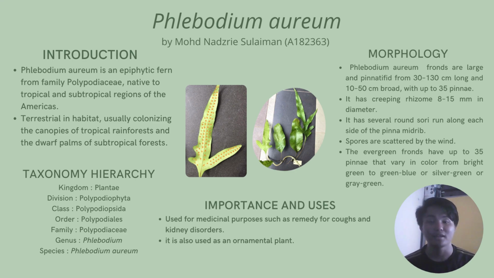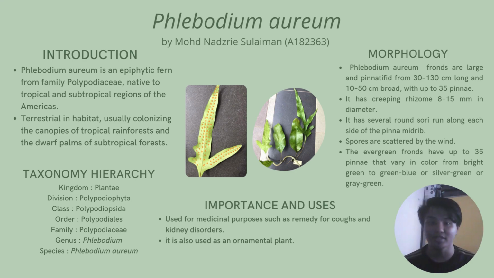For the taxonomy hierarchy, it's from the kingdom Plantae, division Polypodiophyta, class Polypodiopsida, order Polypodiales, family Polypodiaceae, genus Phlebodium, and the species Phlebodium aureum.